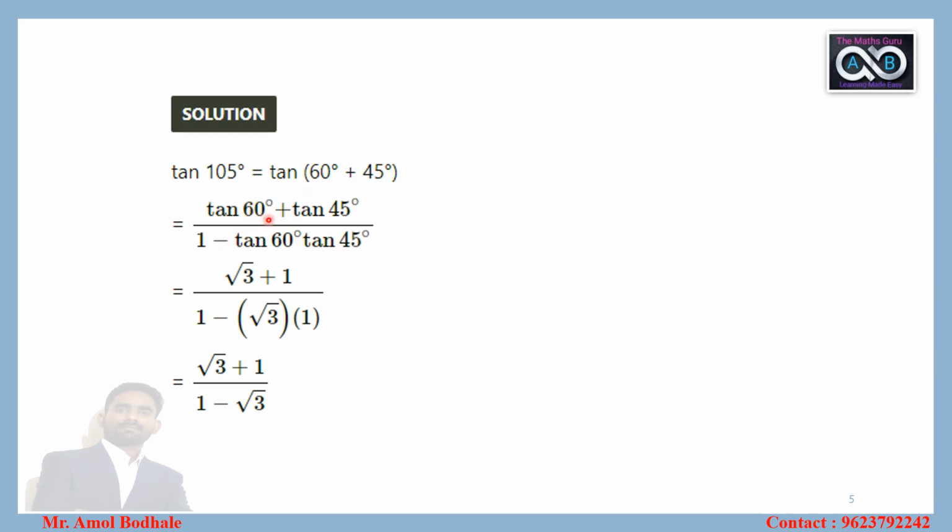Now let's put in the values. What is tan 60? It is root 3. Plus tan 45, which is 1, upon 1 as it is, minus tan 60, root 3, into tan 45, 1. Let's simplify this. Root 3 plus 1, that is root 3 plus 1. 1 as it is, minus root 3 into 1, that is root 3. So we get tan of 105 degree is equal to root 3 plus 1 upon 1 minus root 3.